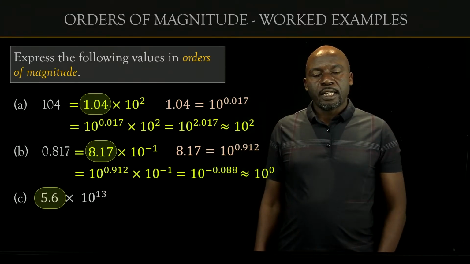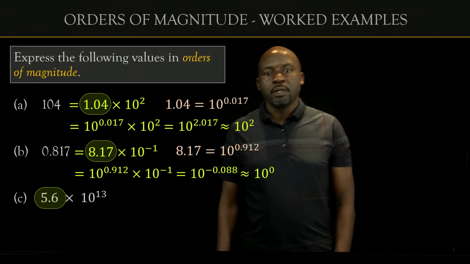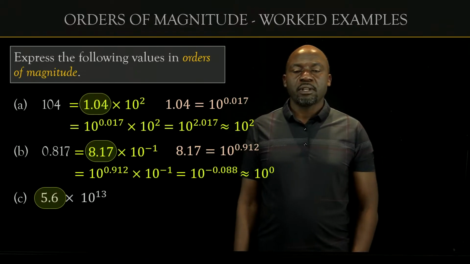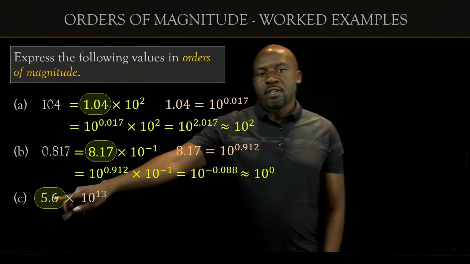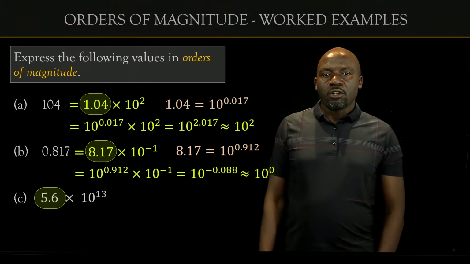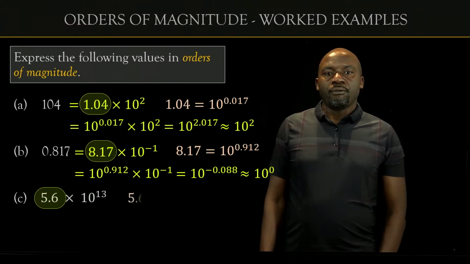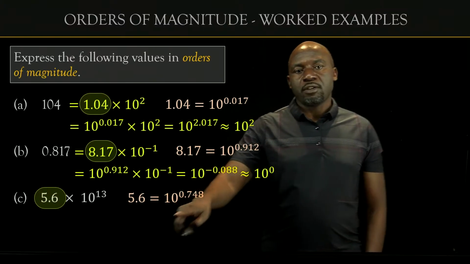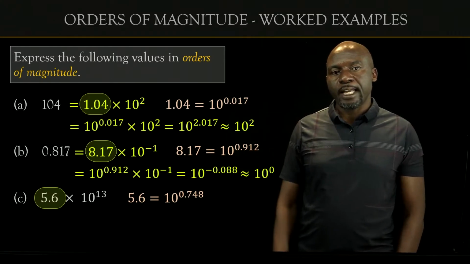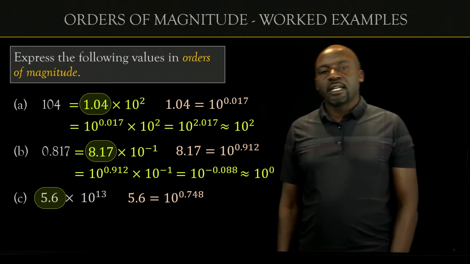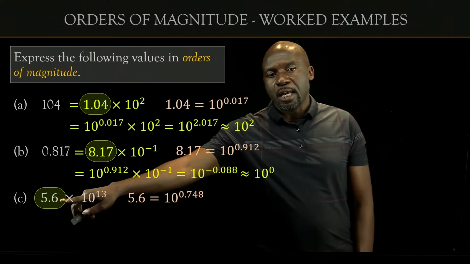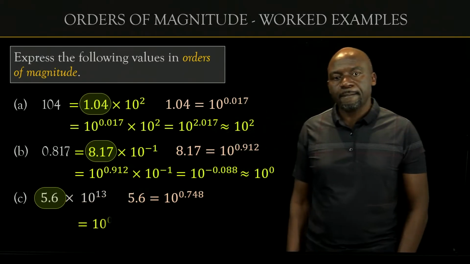5.6 times 10 power 13 is already in scientific notation because 5.6 lies between 1 and 10. So the first thing we want to do is find the orders of magnitude of 5.6, find log to base 10 of 5.6. The log to base 10 of 5.6 is 0.748. So 5.6 can be expressed as 10 to the power of that.